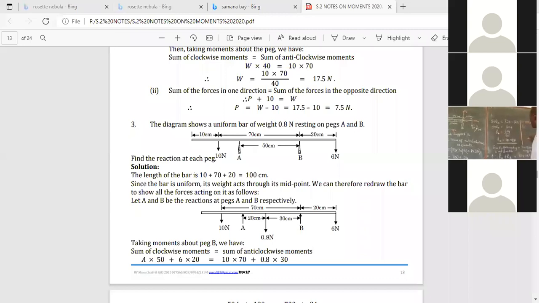Can you see that now? Yes. 16.8 minus 12.08. What do we get? RB is equal to 1.72. Is it 1.72? Yes.